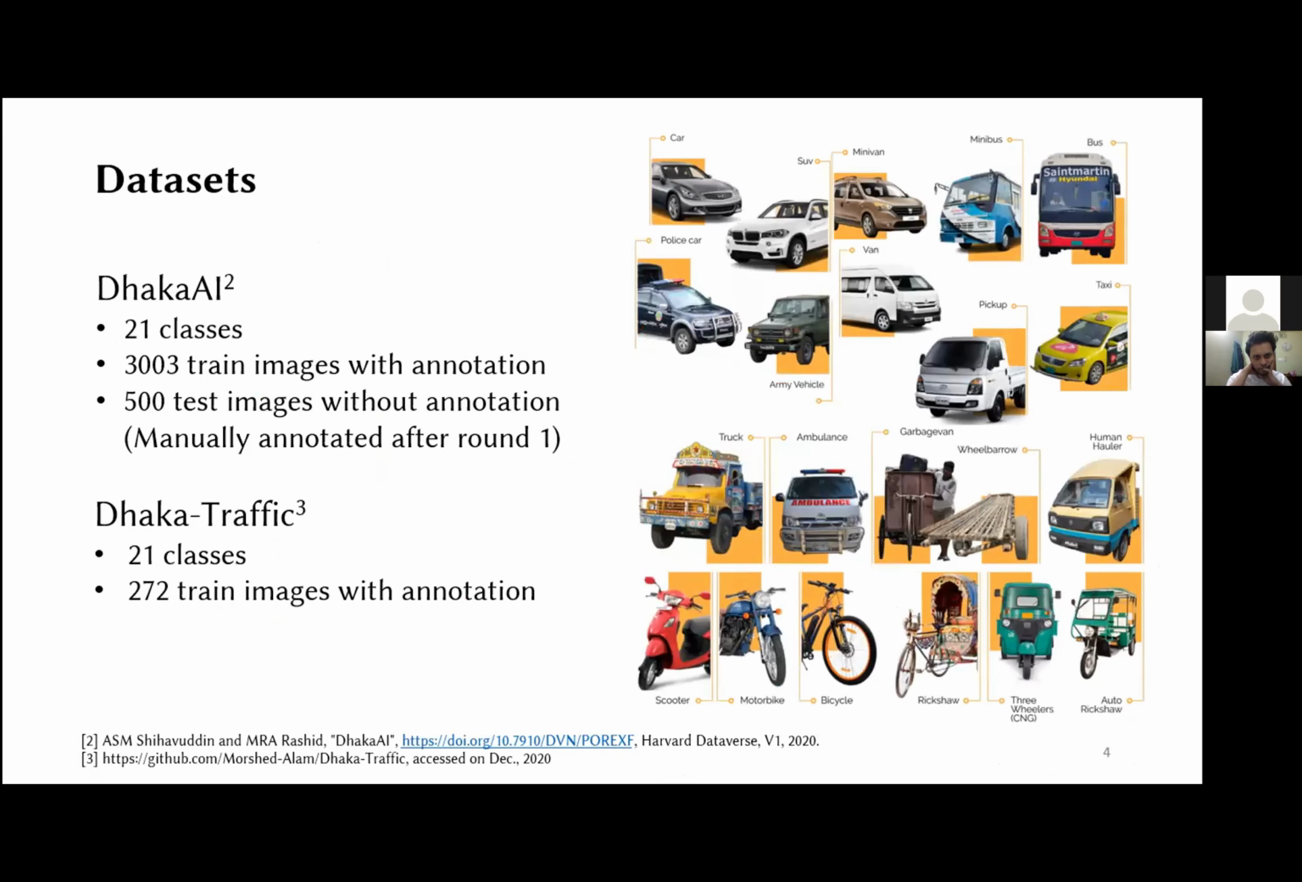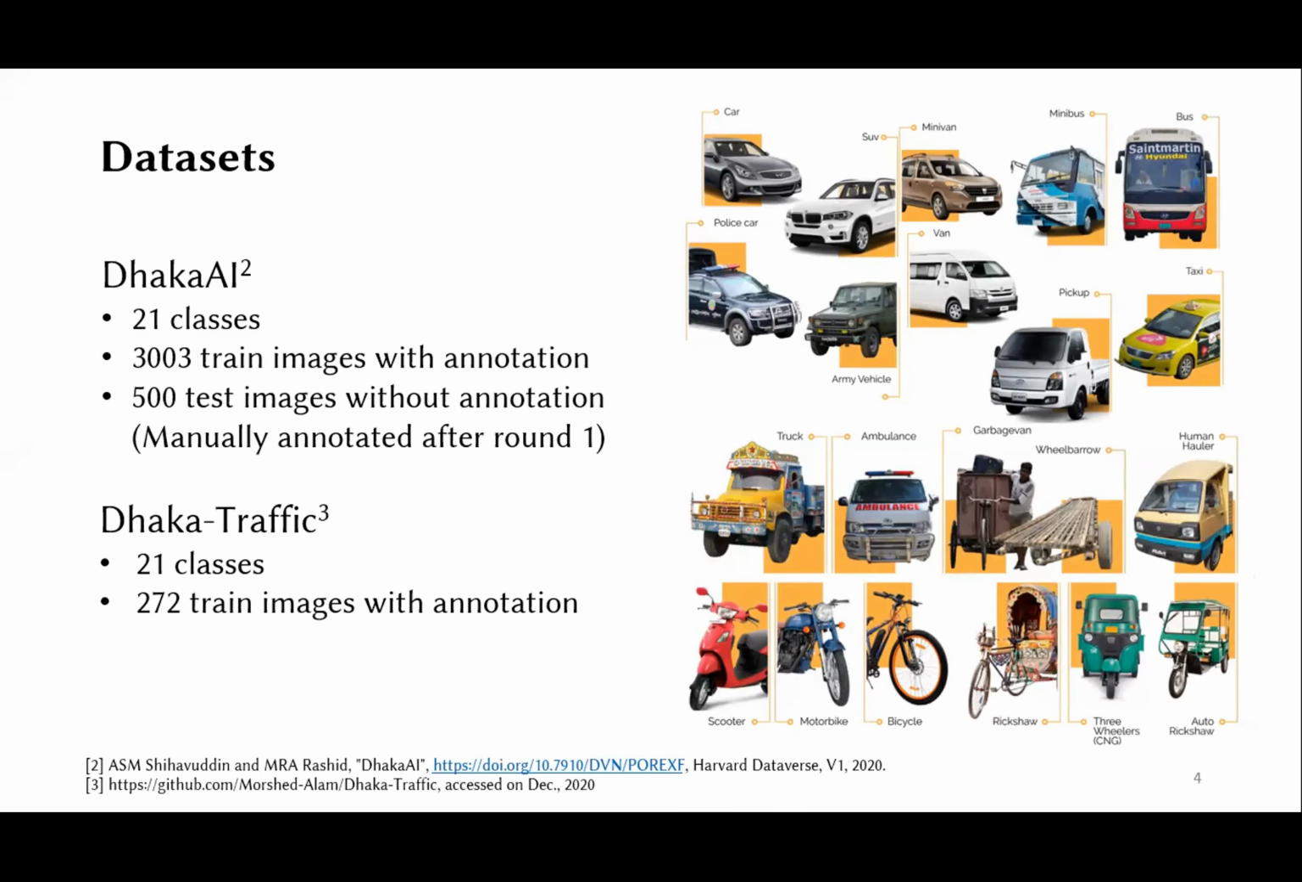The dataset we have used is the dataset given for the Dhaka AI competition. It has about 21 classes consisting of cars, SUVs, minivans, buses, and others. You can look at these pictures. It had about 3,003 training images with annotations, and for round one we received 500 test images. Those were not annotated. After round one we annotated them manually, and we used those to improve our results in round two. We also tried increasing data, and we added some hand-labeled images scraped from the internet. Those had about 272 training images, and it was released as per the rules declared before as Dhaka Traffic.